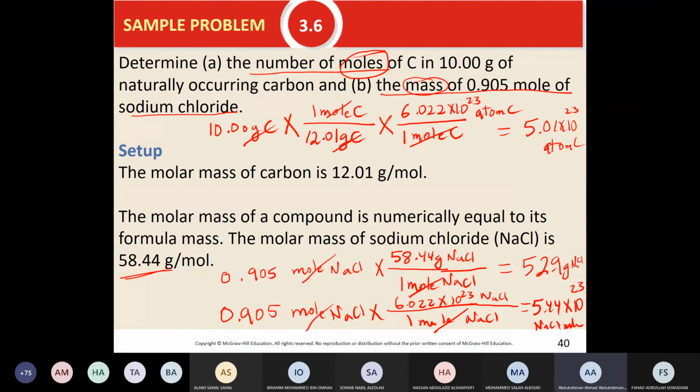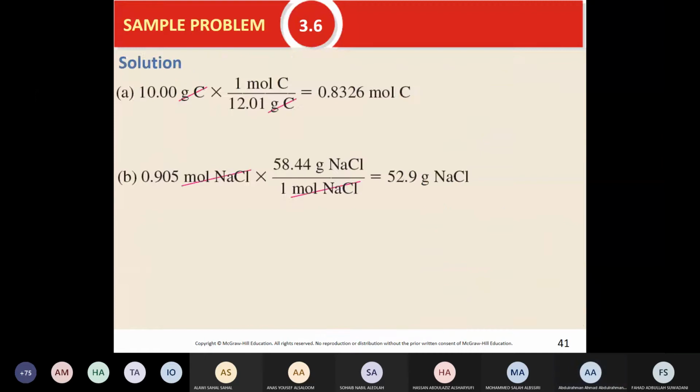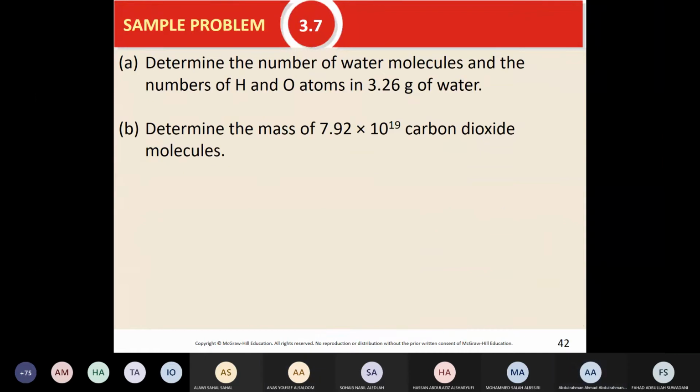Doctor, is Avogadro's number an exact number? No, it's not exact. If you put it in full with all the numbers, it will be an exact number. Yes, it is an exact number like fingers. But if we have it correct 100%, okay.